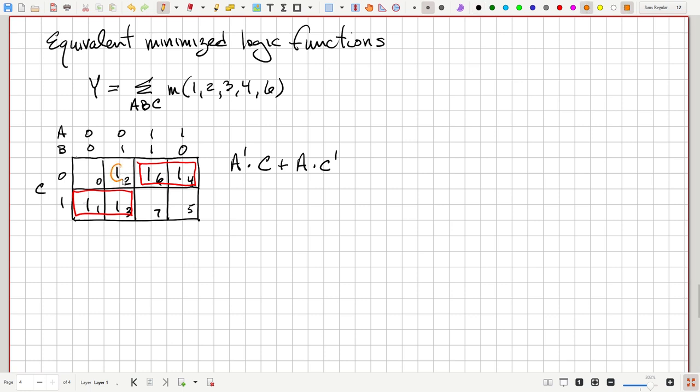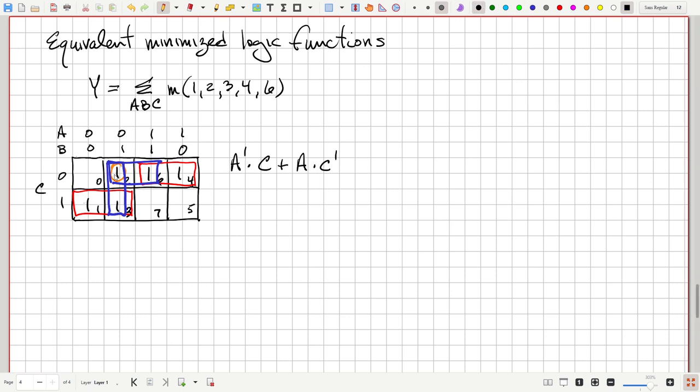Okay. Now this remaining one there, we wouldn't want to just write down the three variable product that would correspond to that single cell, because we can extend this into a 1x2 cell, or we could extend it into a 2x1 cell, either of those, right? So we could make it go like this, or we could make it go like this. We have two options.